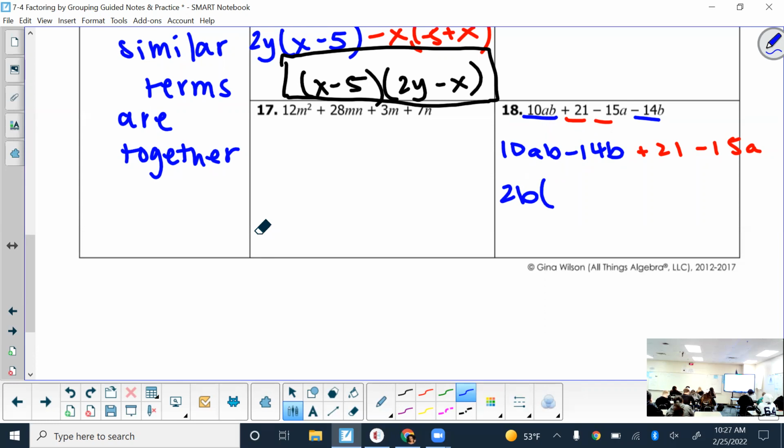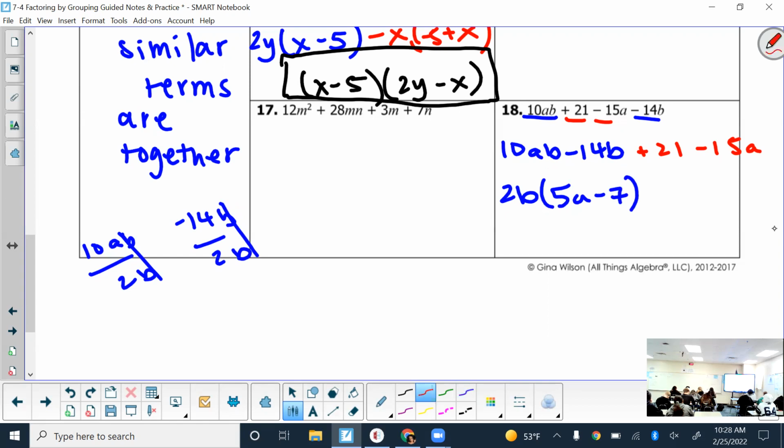What's 10ab divided by 2b? 5a is correct. And then negative 14b divided by 2b. Negative 7. All right, and then the second group. What's the GCF between the second group? Did you guys do a positive or negative 3?